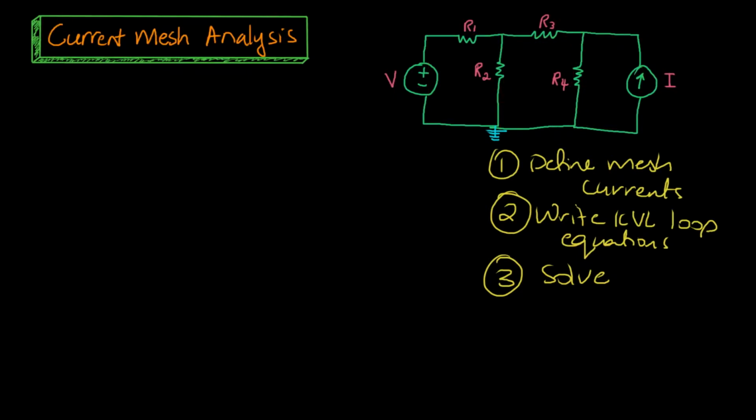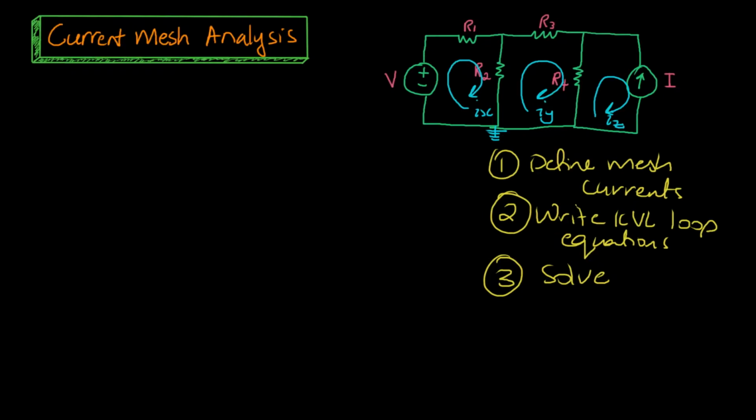In the mesh current technique, what we do is define an unknown current in each of our meshes. In this first mesh here, we define one as IX. In the second, we define another one as IY. And in the third, a third current as IZ. By convention, we always draw these currents clockwise. That is our first step done.